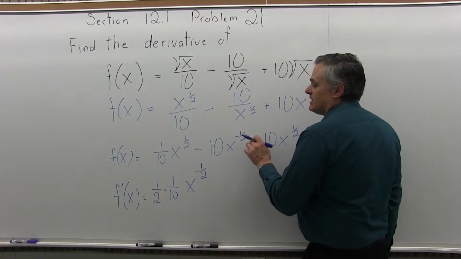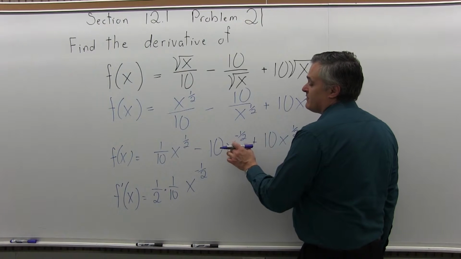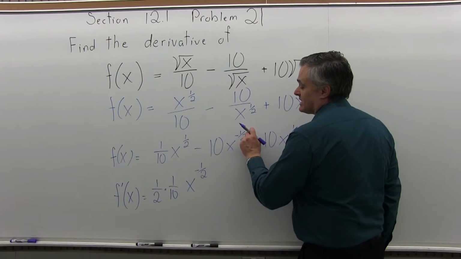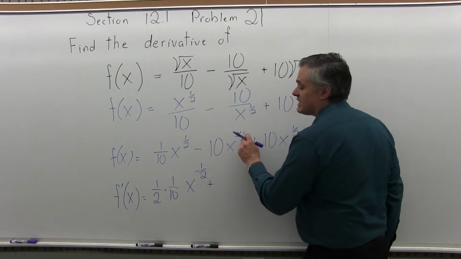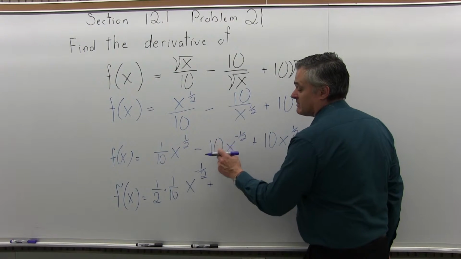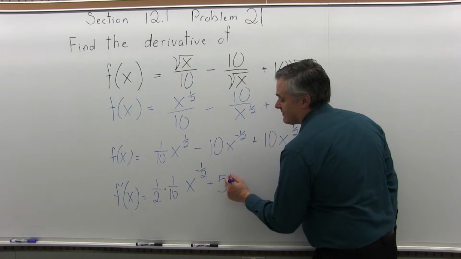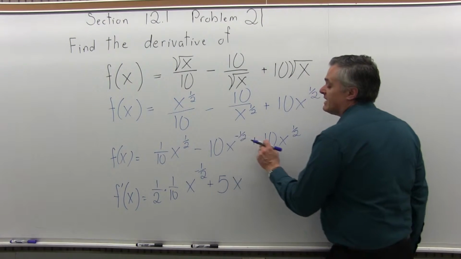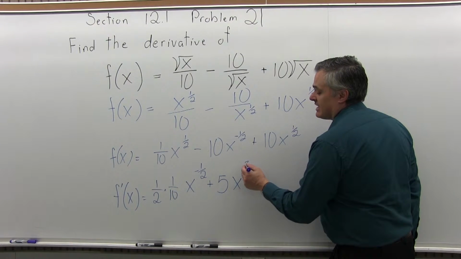Now the next piece, I have negative 10x to the negative 1/2. So now the exponent of negative 1/2 comes down times the negative 10. The negative times the negative cancels, becomes positive. 1/2 times 10 is 5. X to the negative 1/2 minus 1 is negative 3/2.